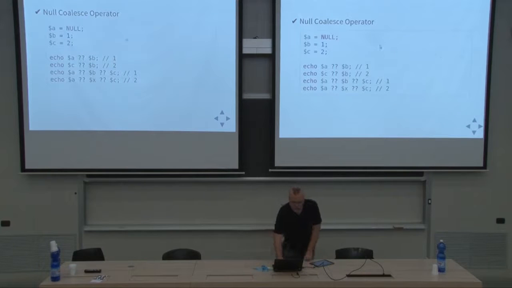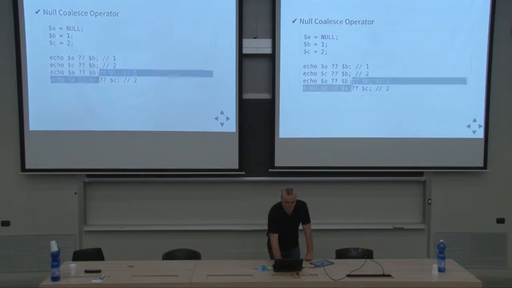This does not throw any sort of notice on undefined. It basically returns the first thing that is non-empty in the PHP sense of the word empty. So A or B, A is null, B is 1, so you get 1. All right. C or B, well, C is 2, so you're going to get 2. A, B, or C, A is null, B is 1, so that's going to return null. A, X, or C, X isn't even defined, right? So you have a null, you have an undefined, and you have C. So you're going to get C back from that without any notices or warnings.